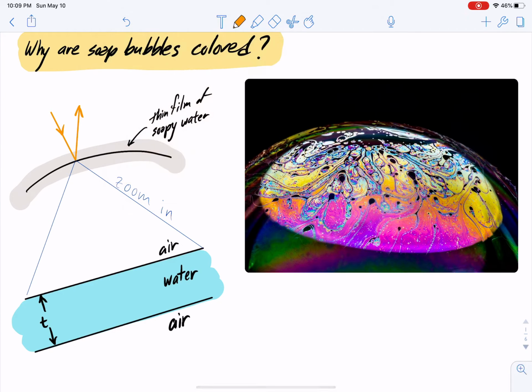So let's draw the light that comes down and bounces off the surface. Now, that's the light that bounces off the first surface. The thing is that the light also transmits into here and continues on its way. But part of the light gets reflected again from this surface and then comes out.